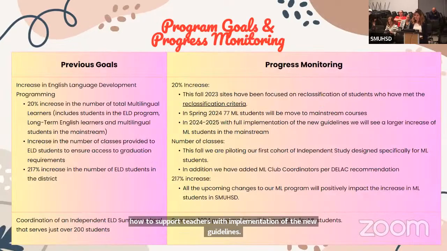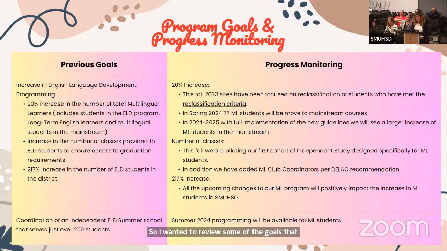So I wanted to review some of the goals that were previously made for these changes, and then some new goals that we will also implement. So in the first goal, we're talking about increasing programs for our multilingual learners due to the increase in numbers of students that we are serving. And so far for this fall, the schools are definitely focusing on reclassification, hoping that we're getting more reclassification than we have in the past for the fall. And that's really been a primary focus for our ML specialists at the sites working with the teachers.